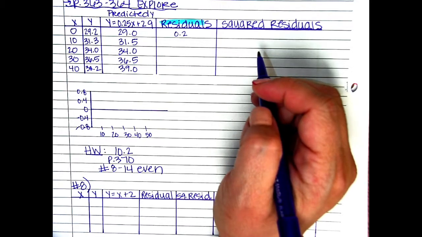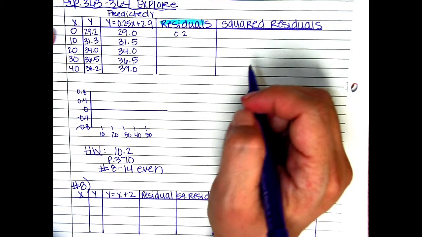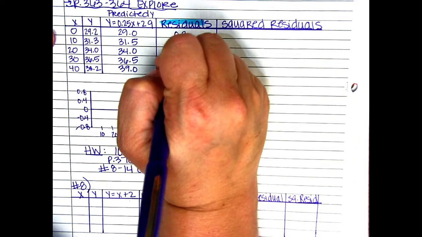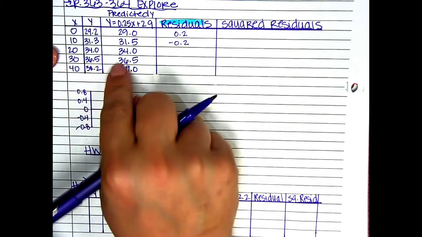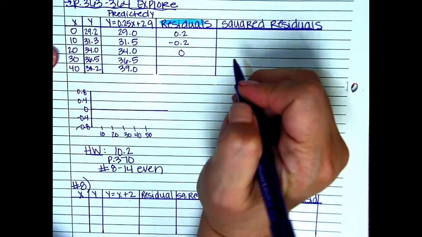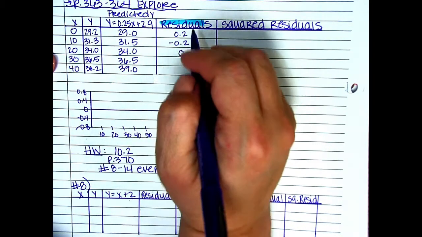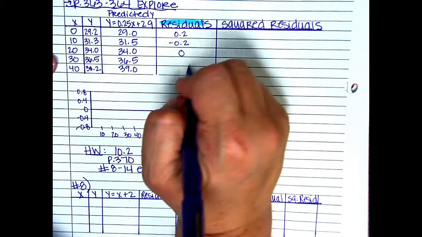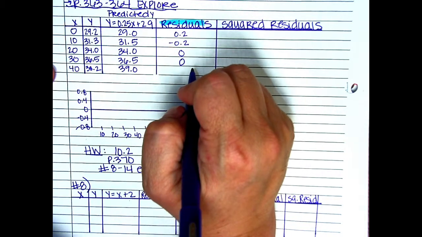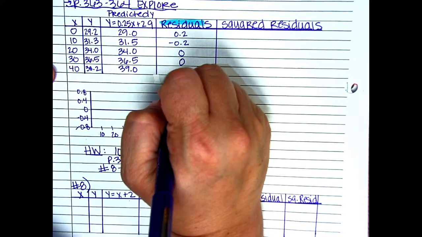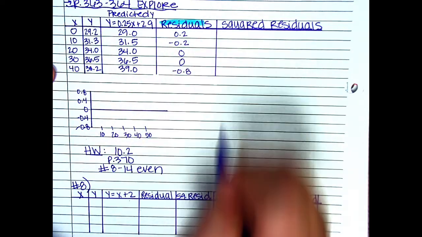31.3 minus 31.5 gives us negative 0.2. 34 minus 34 is 0. 36.5 minus 36.5 is 0. And 38.2 minus 39 is negative 0.8.